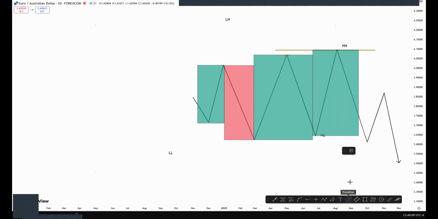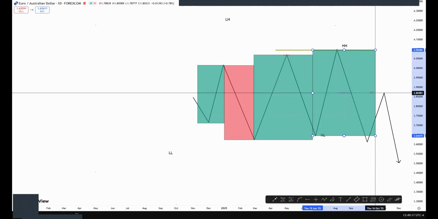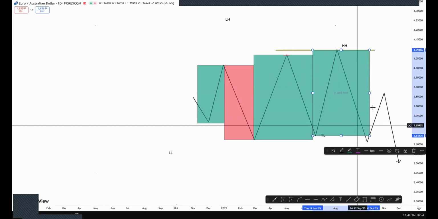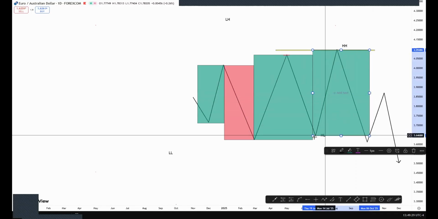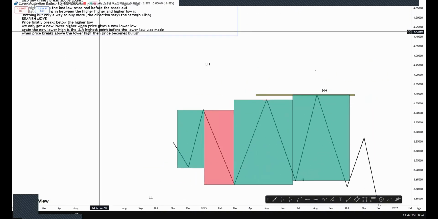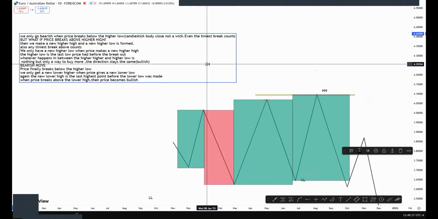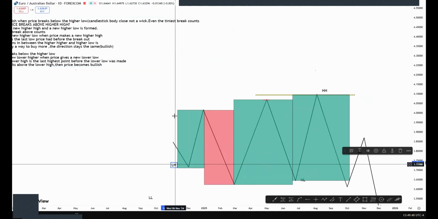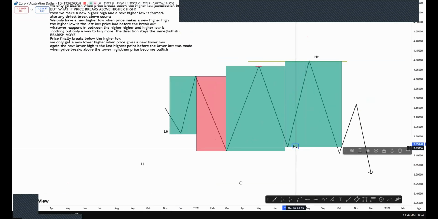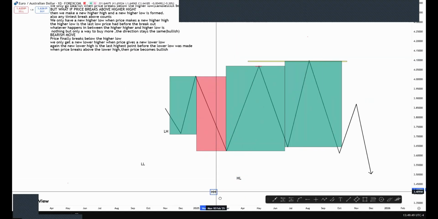So what price now does is, I can see price comes back and it breaks below here. You see? So once price breaks below, remember what I told you, we only go bearish when price breaks below the higher low. If you can read through the notes there. And so just drag them here. So since we are now bearish, this trend is no longer bullish. We've now gone back to being bearish.